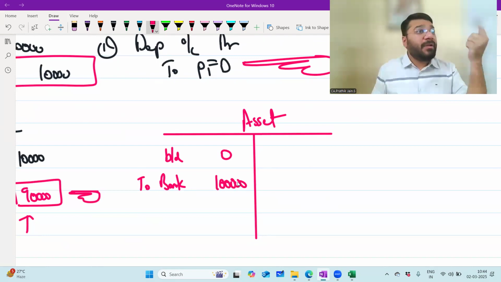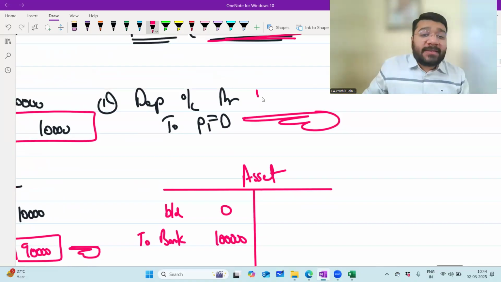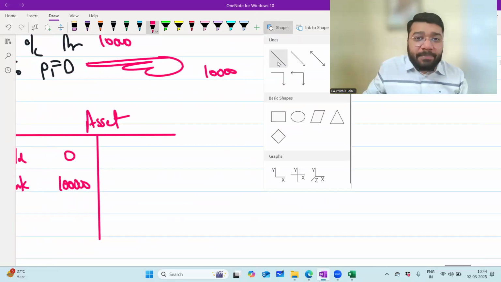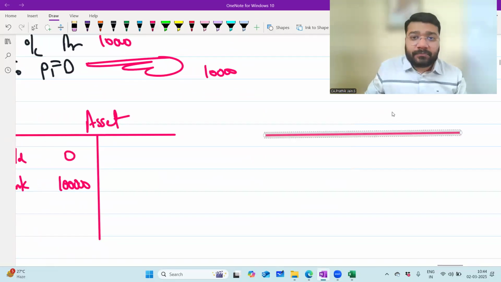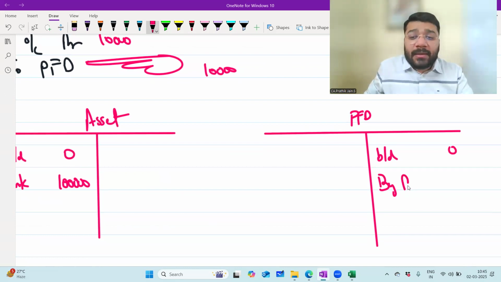Asset purchase entry done. At the end of the year, I'm using the asset, so I have to record the depreciation entry. What is the journal entry for depreciation? Depreciation to PFD. Same 10,000. Correct? So now I have to open one more ledger called provision for depreciation ledger. PFD is a ledger name. Opening balance is 0. By depreciation, it is 10,000 rupees.